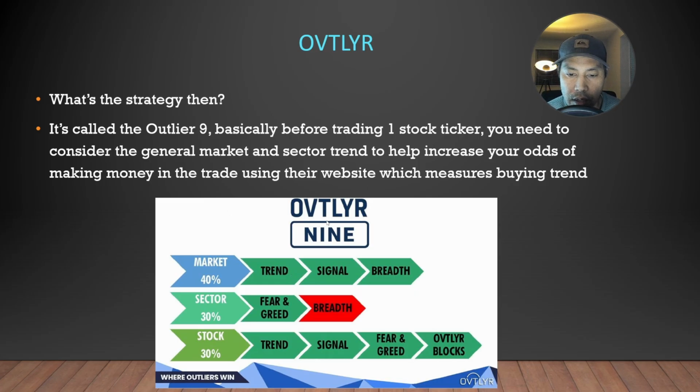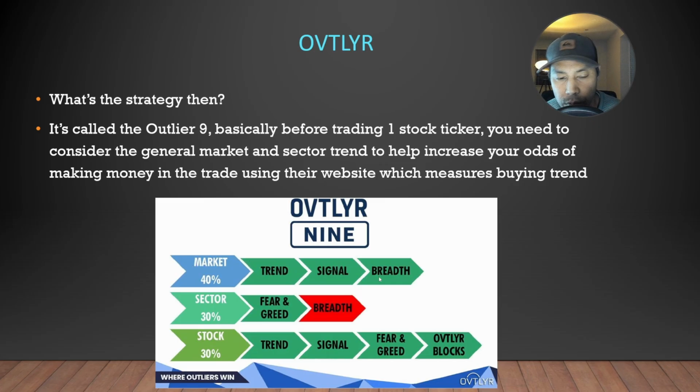So here is their Outline 9, and basically they're saying that if you want to make money in the stock market, they've broken it down so that of the price of the stock you're trading, 40% is due to the market, 30% is due to its sector, and only 30% is the actual stock moving in itself. So in the market, you must consider its trend, its signal, and its breadth.